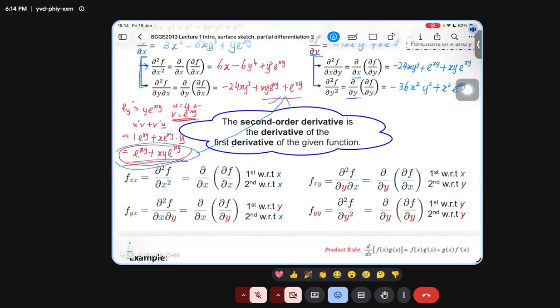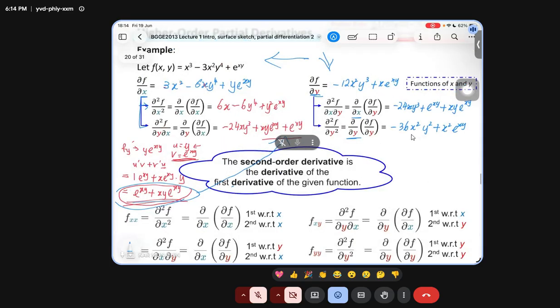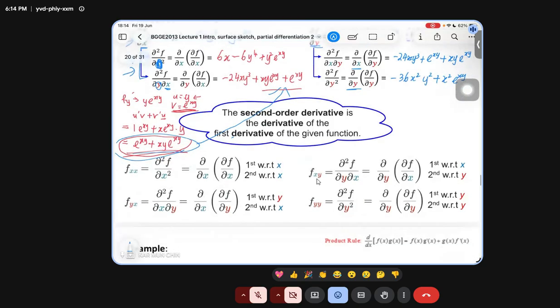Followed by this, you can see the notes here. The second order derivative is the derivative of the first derivative of the given function. So this is the given function, then the first derivative and second derivative. For the second derivative, it depends on which variable you want to derive for, x or y. At the bottom, this is how we normally write it. These three are equivalent.